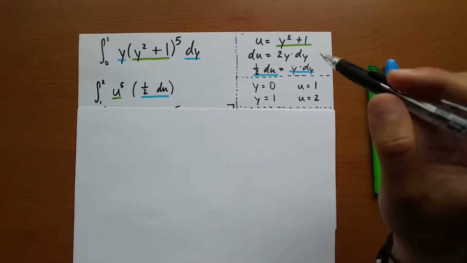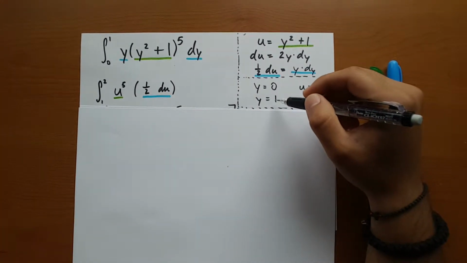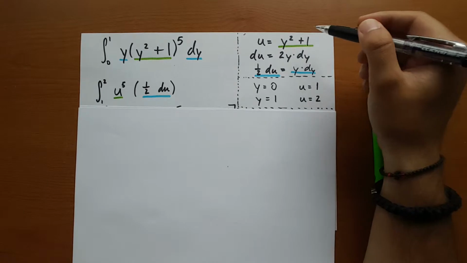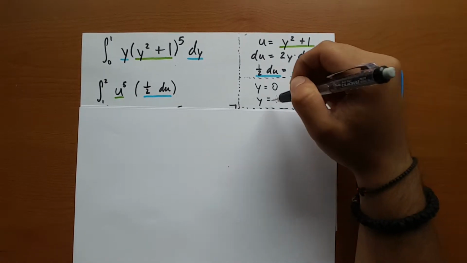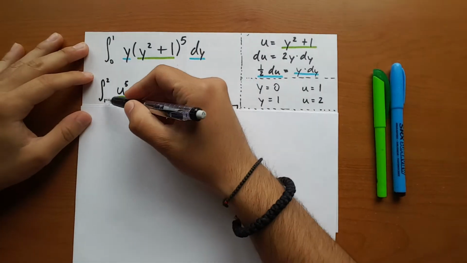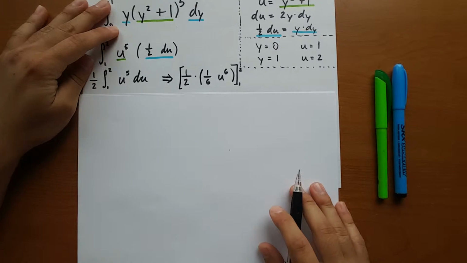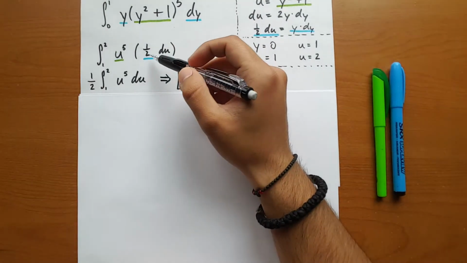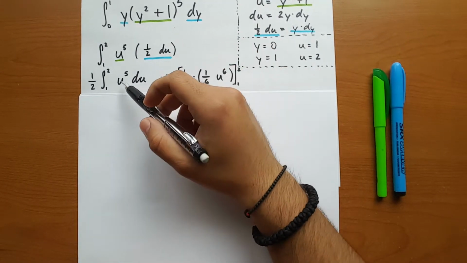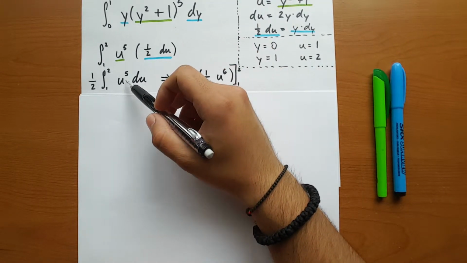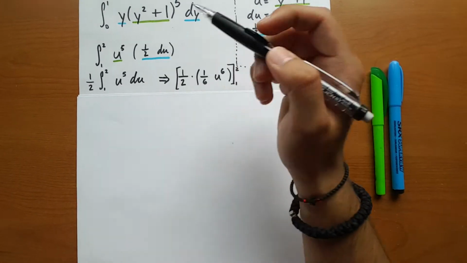And we just do the same thing for y equals 1, since this is our other bound. So we plug in 1. 1 squared is just 1. 1 plus 1 is 2, so u equals 2 when y equals 1. So here you can see that those are our new bounds. Then we see that the 1/2, we can pull that out because that's a constant. Then we're left with u to the fifth times du, with the bounds from 1 to 2.